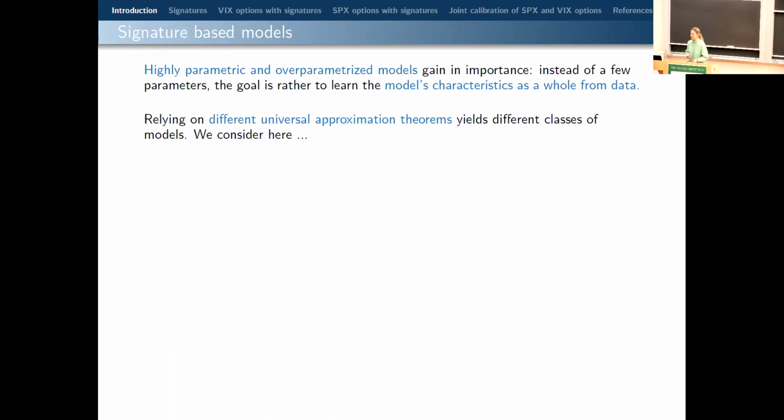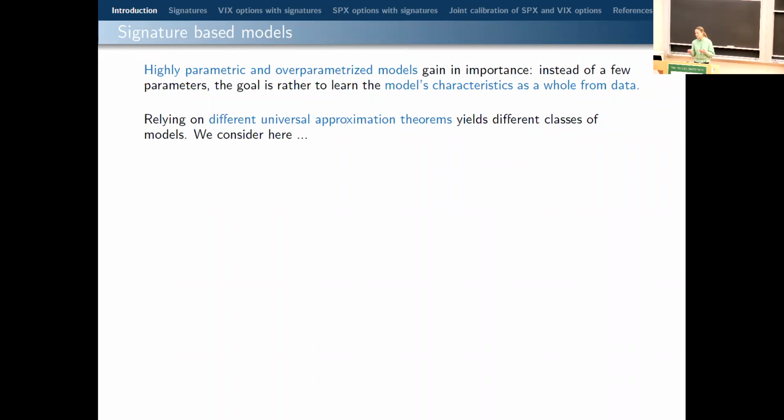There, yes, very good. So what are signature-based models? As you all know, we now often deal with machine learning approaches, and this also means that highly parametric and over-parameterized models gain in importance also in finance. The goal is now to learn not just a few parameters as in classical models, but the whole model itself or the characteristics of its model. And depending on what kind of universal approximation theorem one relies on, this yields different classes of model.